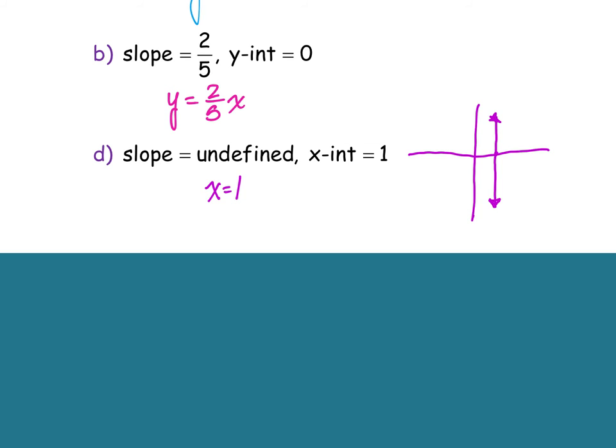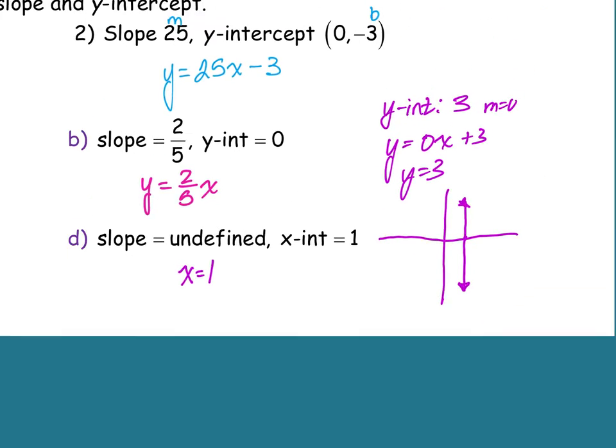Wait, how would it look if x is 0? I'm sorry, if the slope is 0, you mean? So if the slope is 0, I would still have a y-intercept. Say the y-intercept was 3, and my slope is m equals 0, then I would say y equals 0x plus 3, or y equals 3. Does that help?